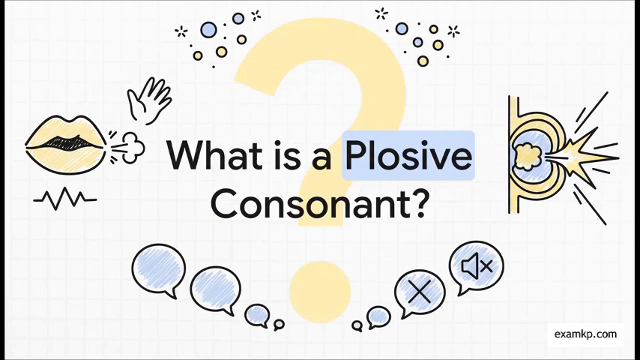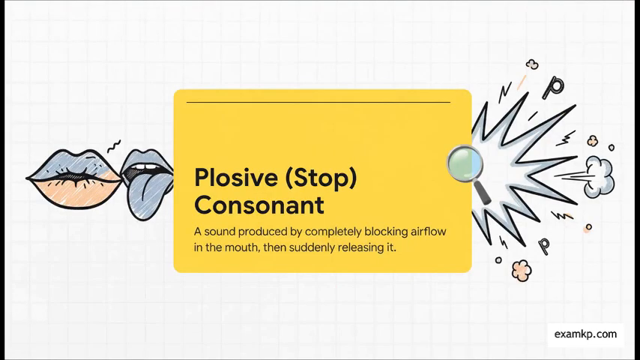Here it is. A plosive is basically a two-step sound. First, you completely block the airflow somewhere in your mouth. Then, boom, you suddenly release it and it comes out with a small explosion of air. Think about the sound p. Try it. You press your lips together, right? That's the block. Then you open them and the air just bursts out. That little puff of air, that explosion, is what makes it a plosive.